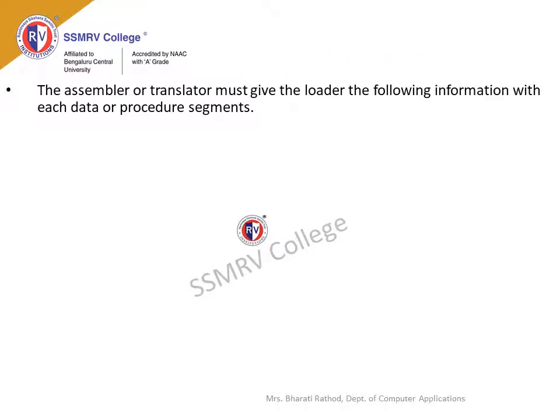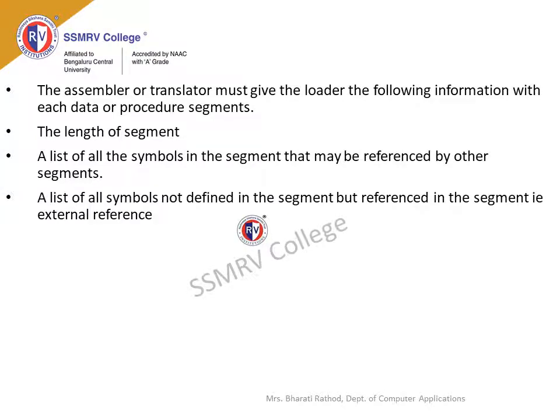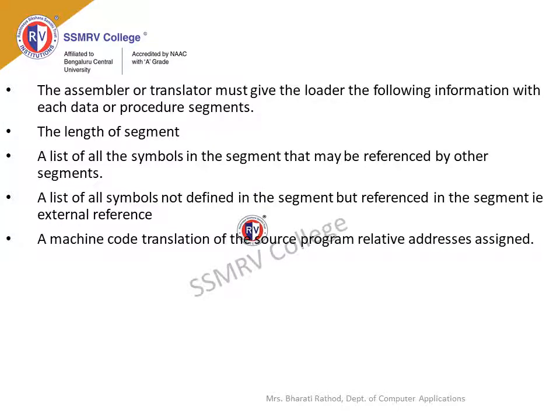The assembler or translator must give the loader the following information with each data or procedure segment: the length of the segment, a list of all the symbols in the segment that may be referenced by other segments, a list of all symbols that are not defined in the segment but referenced in it, that is, external references, and a machine code translation of the source program, with relative addresses assigned.